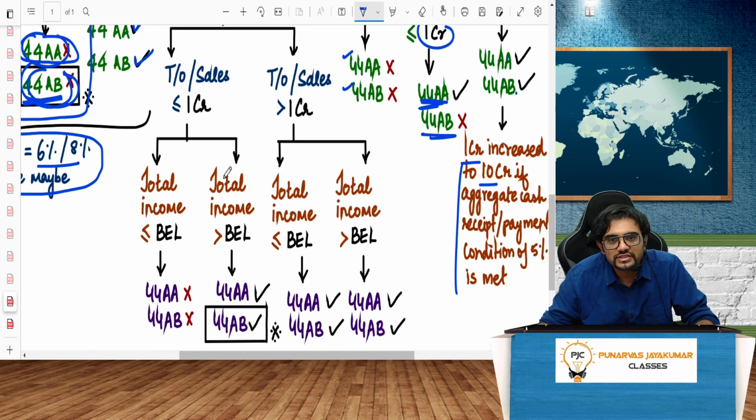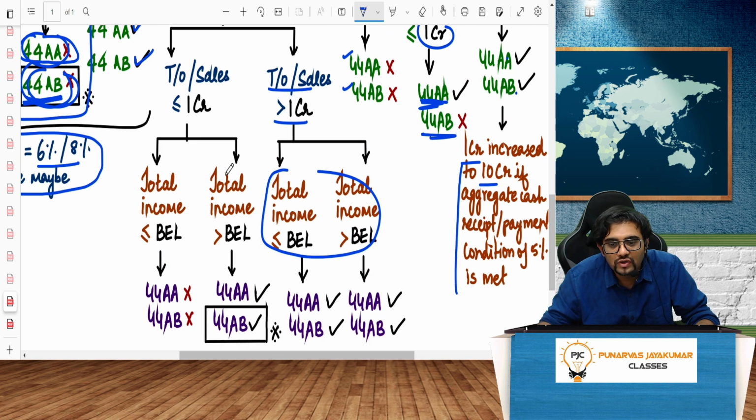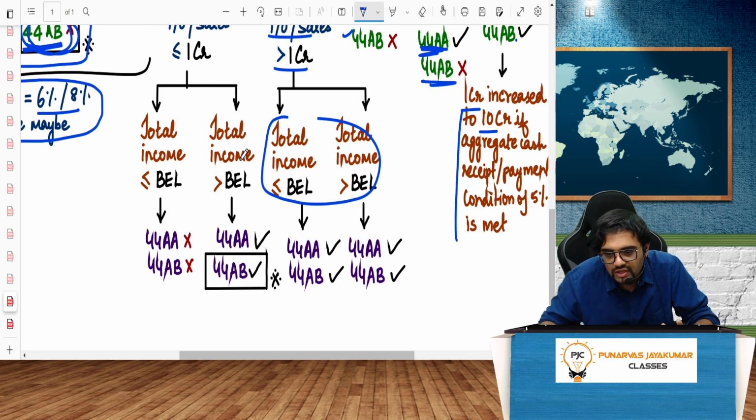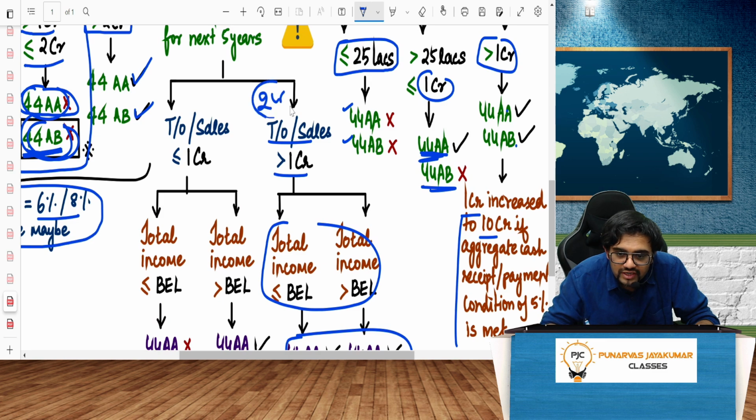Apart from that, again, if your turnover or sales is more than 1 crore, whether it is less than exemption limit, more than exemption, whatever, I don't care. If your turnover or sales is more than 1 crore, 44A and 44AB both are required. That 2 crore benefit you will not get because you have opted out.